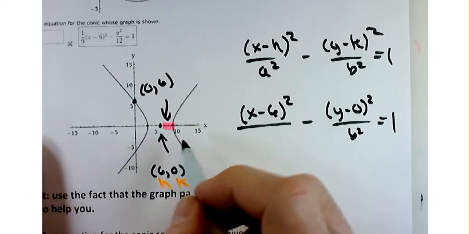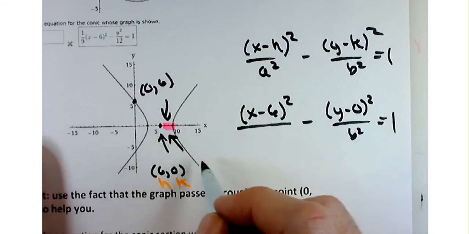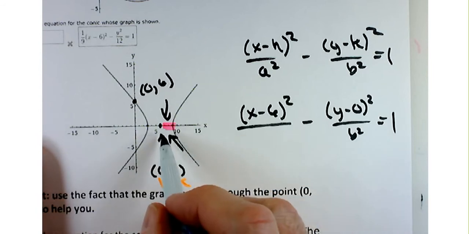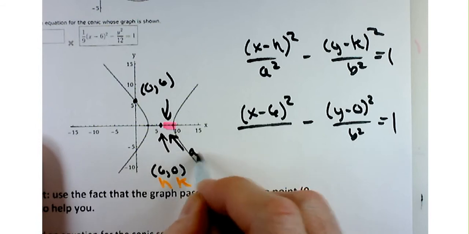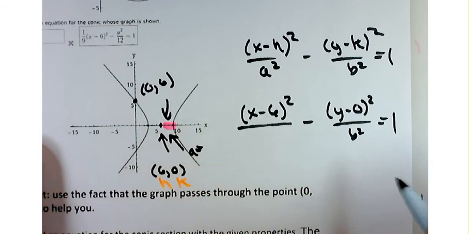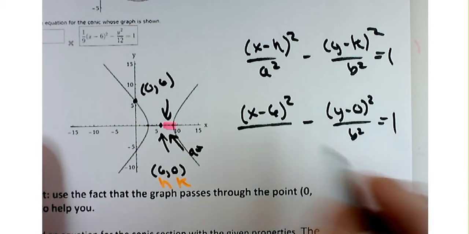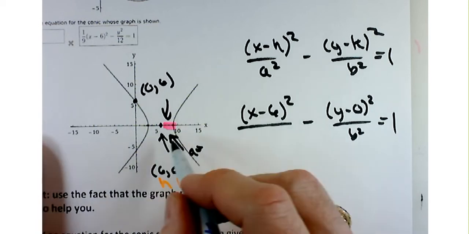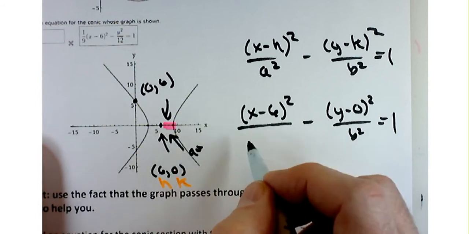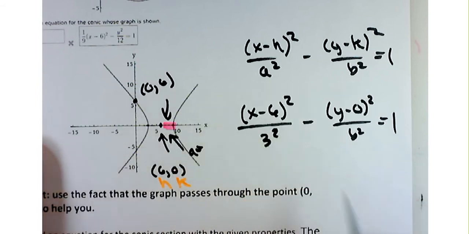A we can figure out because that's that distance right there. Looks like a distance of 4. So a equals 4. Is that right? No. Isn't that 3? Yeah, it's 3. A is going to be 3. Yeah, because that's... All right, so a is 3, 3 squared.